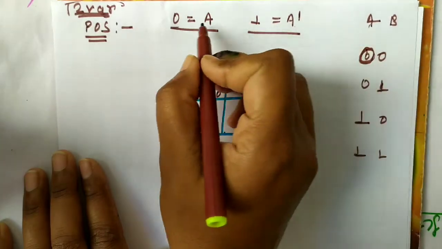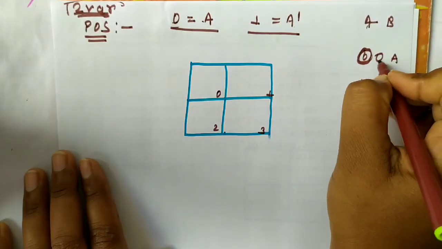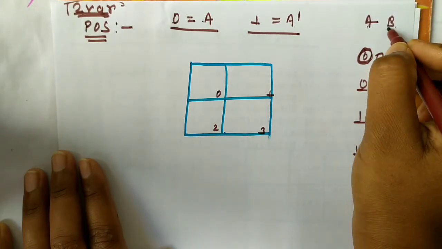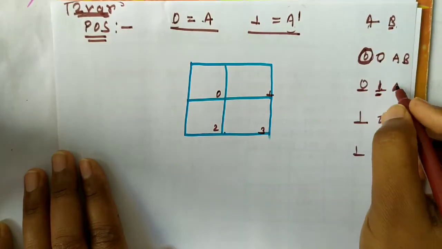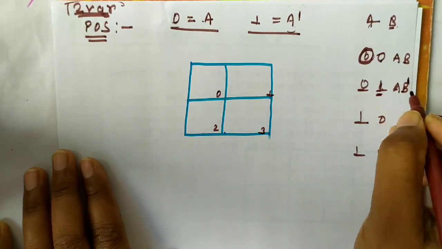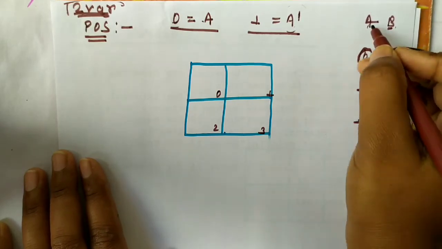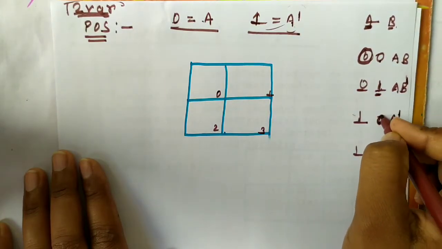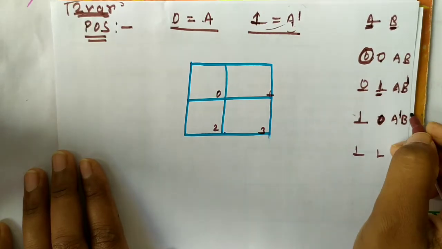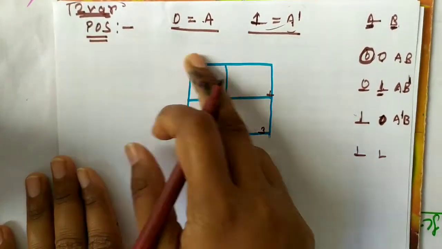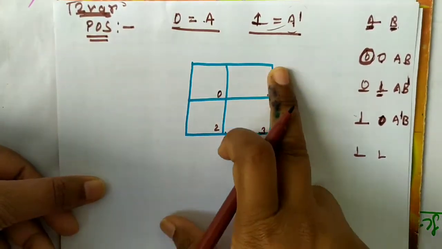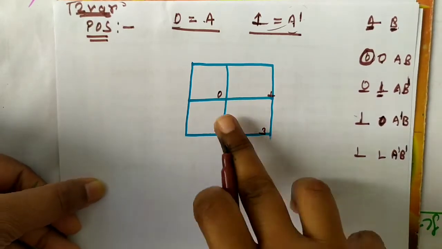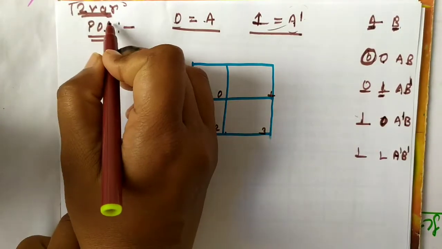0 means A, so A, and 0 means B. Here 0 means A, and 1 is the position of B, so 1 means the negative value, so here we write B dash. Next, 1 means A dash, so here we write A dash, and 0 means B, because in the POS the values are different. A means 0 and A dash means 1. Here also A dash B dash. So it is in the form of POS.